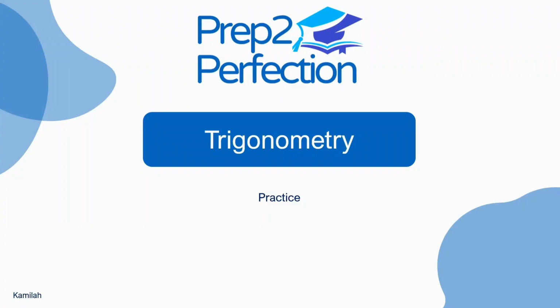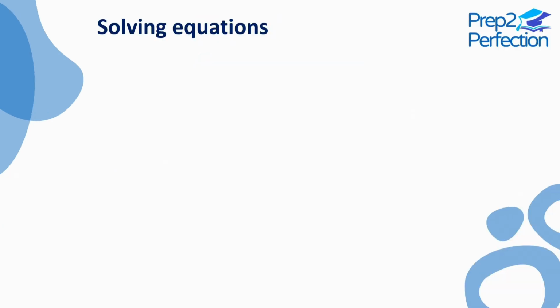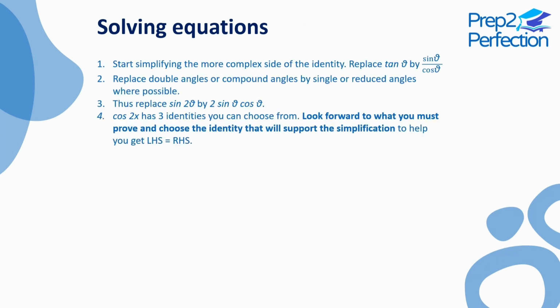In this video for trigonometry, we'll be going over practice questions and solving problems. When solving equations, we can use general steps to help us. Step 1 is to start with the more complex side. Replace tan theta by sine over cos theta. Replace double angles or compound angles by single or reduced angles where possible. Thus, sine 2 theta is 2 sine theta cos theta.